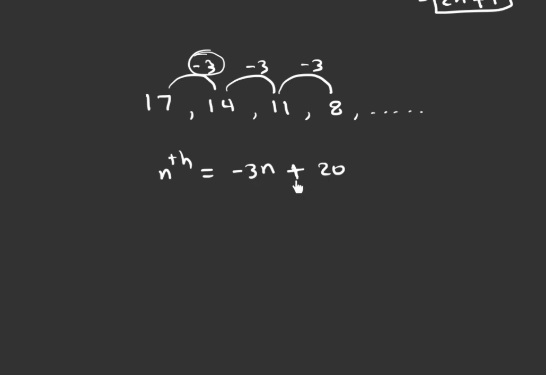So negative 3n plus 20. And also you can check your answer. Put n equal 1, you get 17. N equal 2, you get 14. And so on. And also you can use the rule.